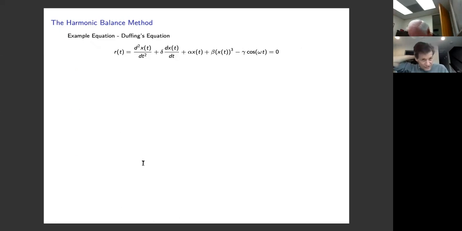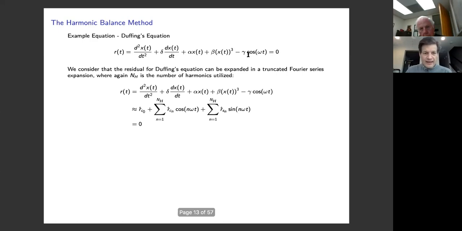Just to quickly go over an example, I'm going to show how it works for Duffing's equation. As you see here on the screen, this is a second order time-dependent differential equation. I'm assuming many of you have probably heard of Duffing's equation, maybe done some work with it. It's basically a conventional spring mass damper type of equation, and then you have a cubic nonlinearity term multiplied by this coefficient beta, and in this case a forcing term, gamma times cosine omega t.